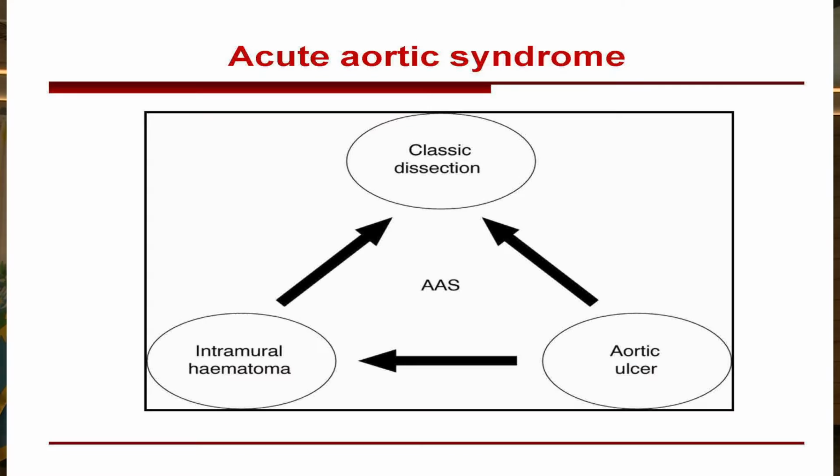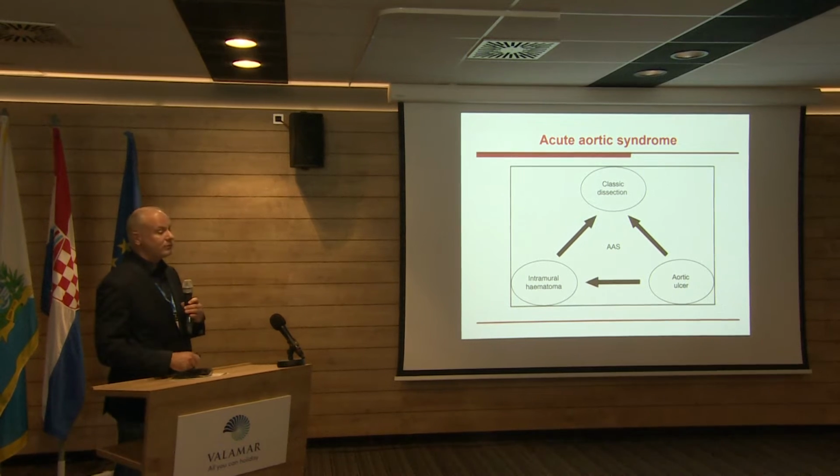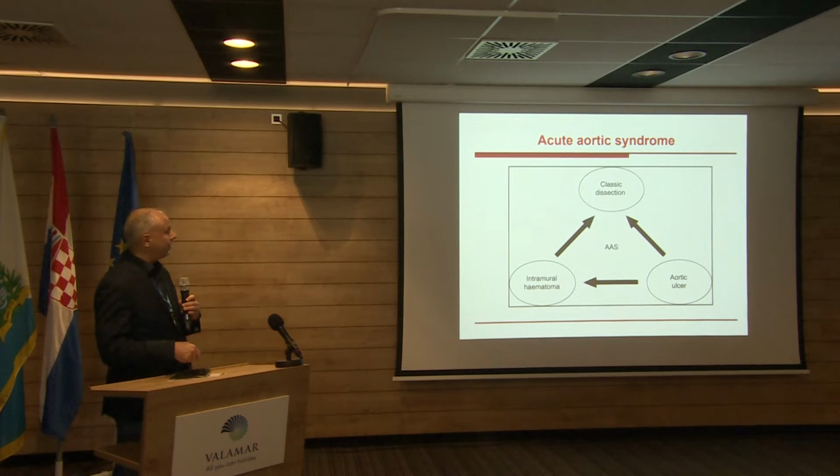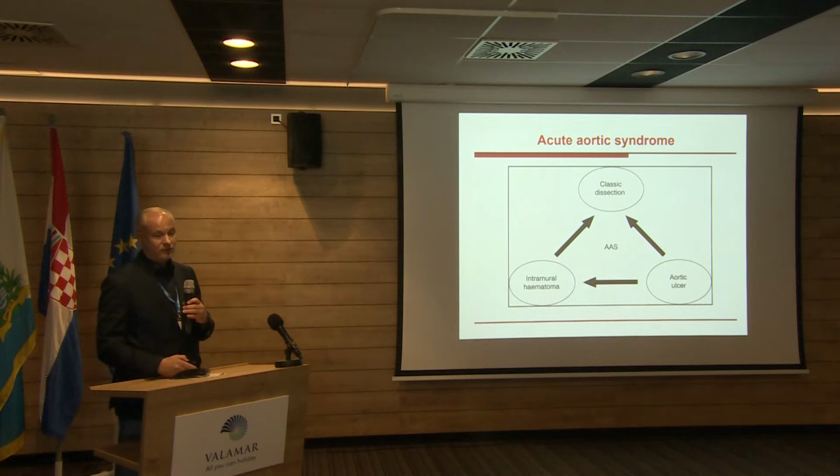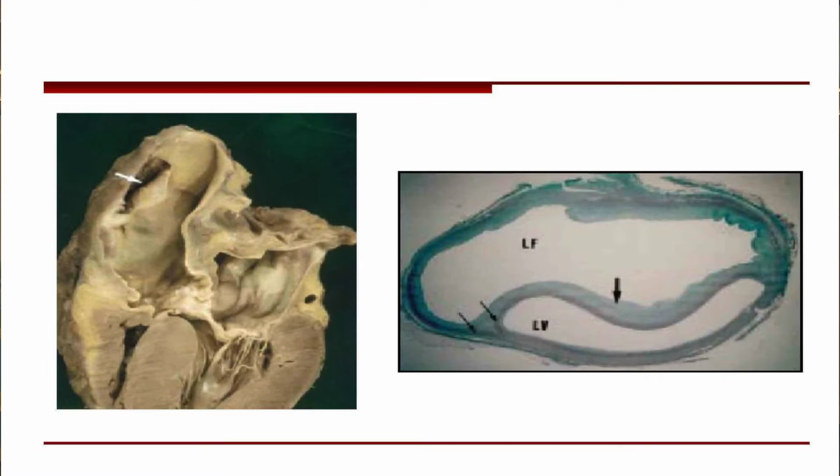Daily clinical practice. So acute aortic syndrome is divided into three entities: aortic ulcer, intramural hematoma, and acute classical dissection. It's of importance to see that these entities can propagate to each other. Aortic ulcer can go ultimately to intramural hematoma and then to classical dissection, and/or aortic ulcer can propagate to classical dissection. So we have to keep in mind that acute aortic syndrome is not just classical dissection. All of these three entities we have to bear in mind in daily clinical practice.